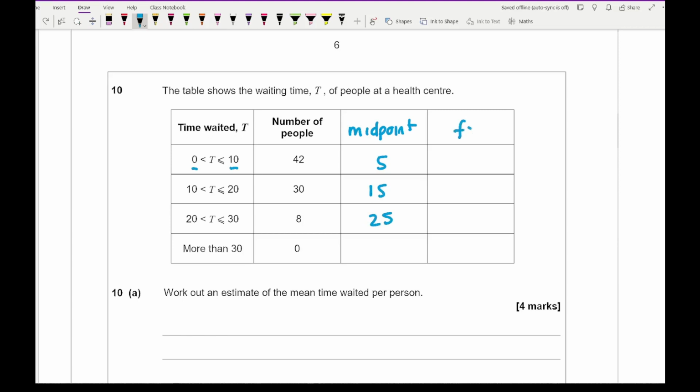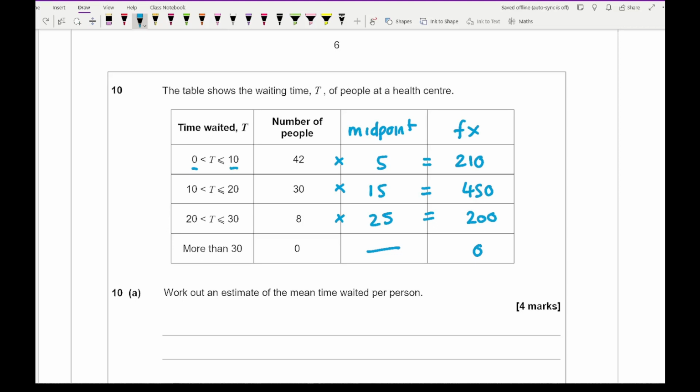I then need to create an fx column, and the fx values are done by multiplying the numbers in the frequency column by the midpoint. For more than 30, that's 0 anyway, so that's going to be 0. So here we've got 42 times 5, which is 210, 30 times 15, which is 450, and 8 times 25, which is 200, and that is a 0.